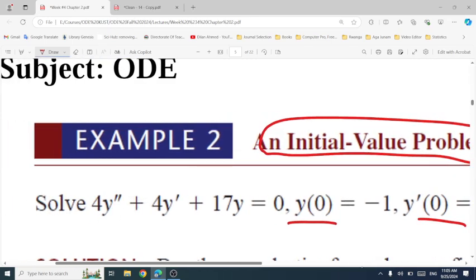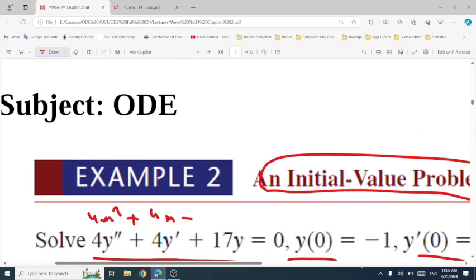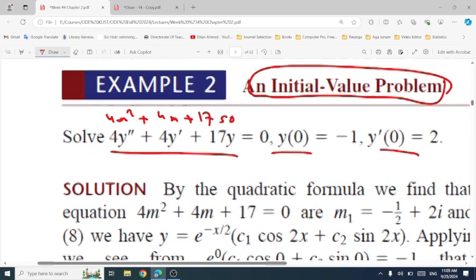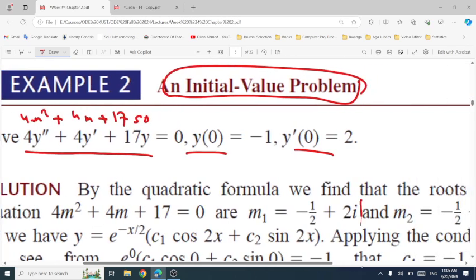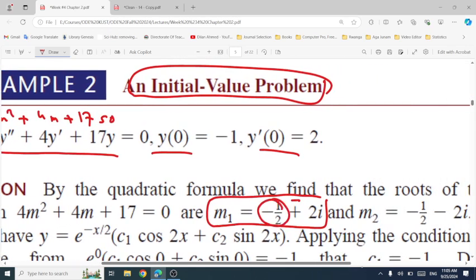So first of all, you know how to solve that one, right? M squared plus 4m plus 17 equal to 0, and find M1 and M2. I'm not going to do it. We got that one. Okay, guys? Alpha equal to what? Beta equal to? And here's your solution.